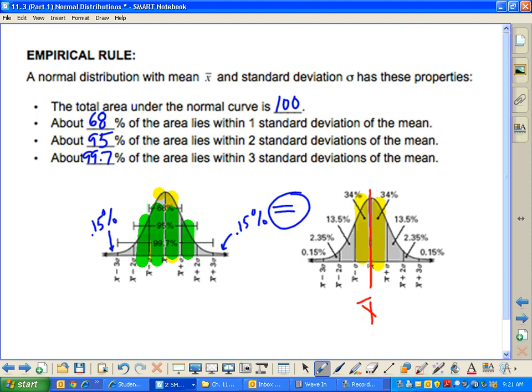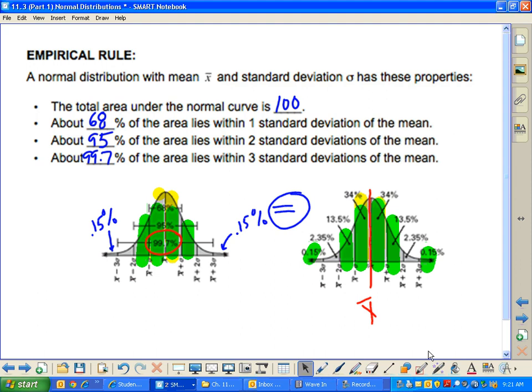Then, if you break it apart even further, you see that if you put all four of these values together, you get 95%. You could also have worked from your outside in, if you think about it that way. If you would have added 0.15% and 0.15%, you get the 0.3% that's missing to make 99.7, 100%. So you could have also started from the outside and worked your way in, depending on how you look at it.